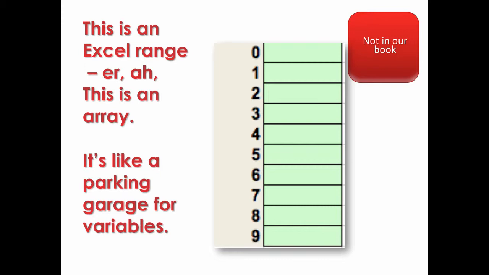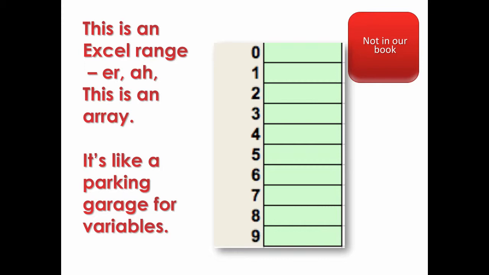This looks like an Excel spreadsheet, and it really is. And the nice thing about this is it's a very familiar type of layout. We've got the different rows labeled on the left, and then we've got those blank spaces to put things in. And that's really what an array looks like. I mean, it's just a parking lot for variables. So let's review what a variable is.